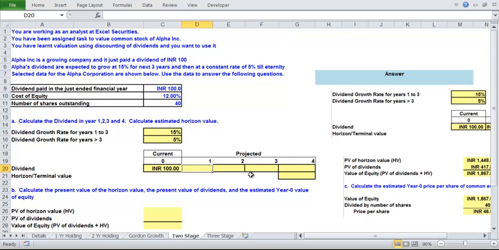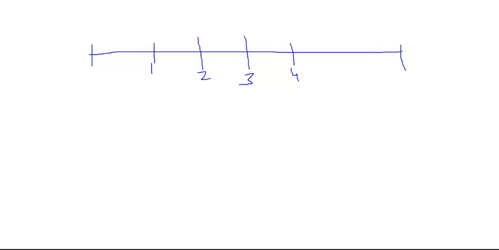First we'll get the dividend for the next 3 years. For the next 3 years it is 15%. Make sure that you fix this 15% so that you can drag the formula for the next 3 years. And for the 4th year, the dividend will be multiplied by 1 plus 5%. Now try to understand the timeline. You have D1, D2, D3, D4 and D5 till infinity.